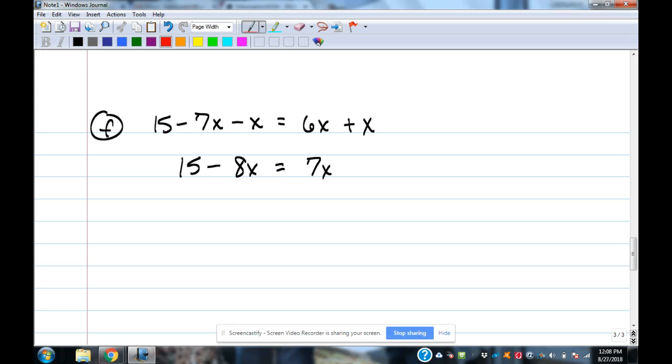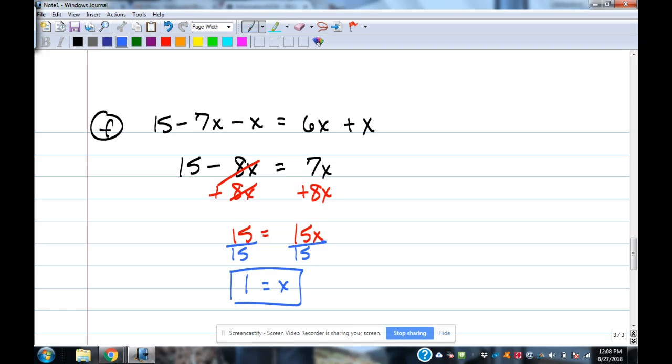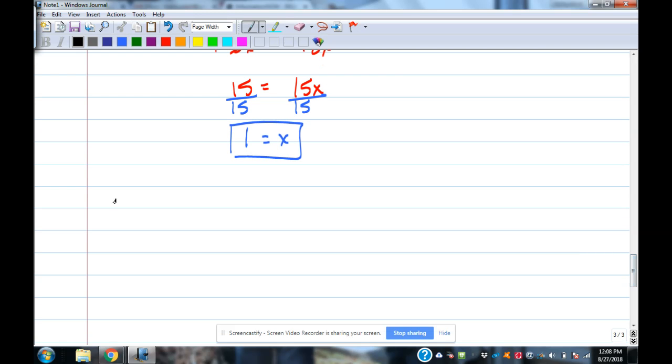All right. So we're adding 8x to both sides. There's 15 is equal to 15x. One more step. Divide. x equals positive 1. All right.